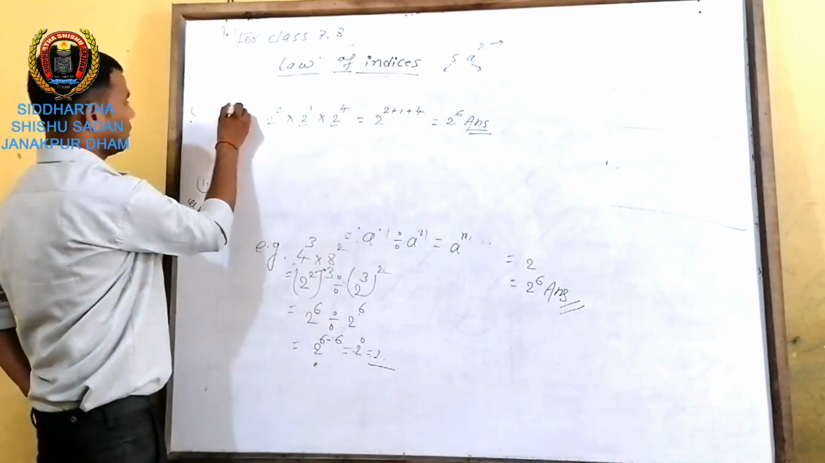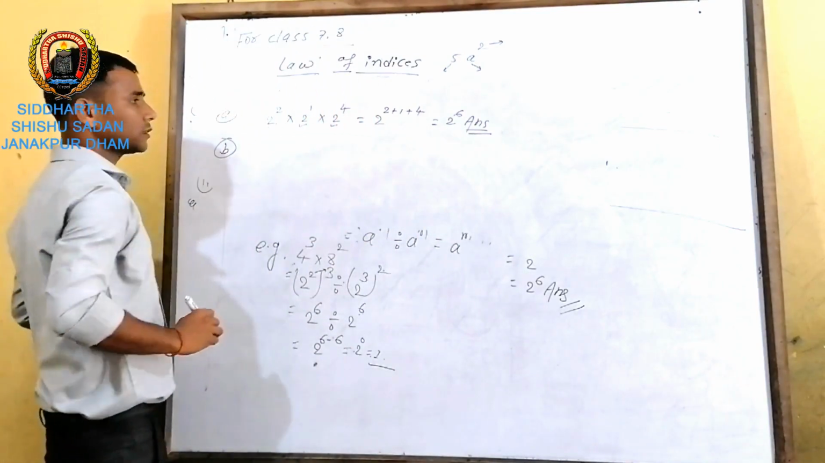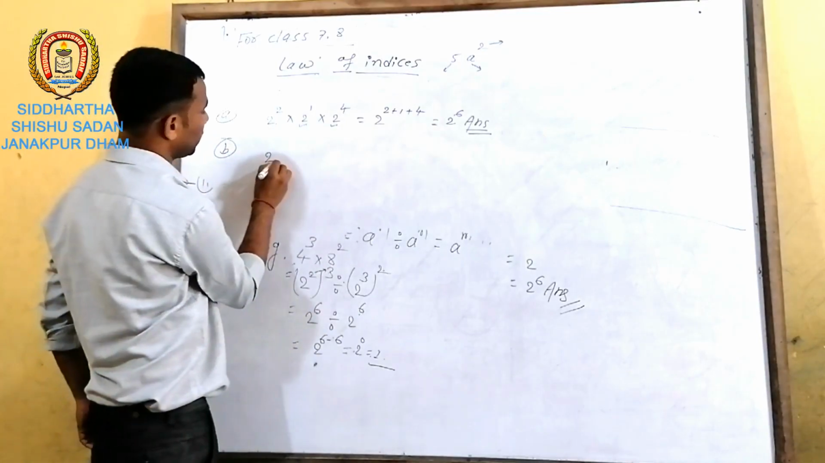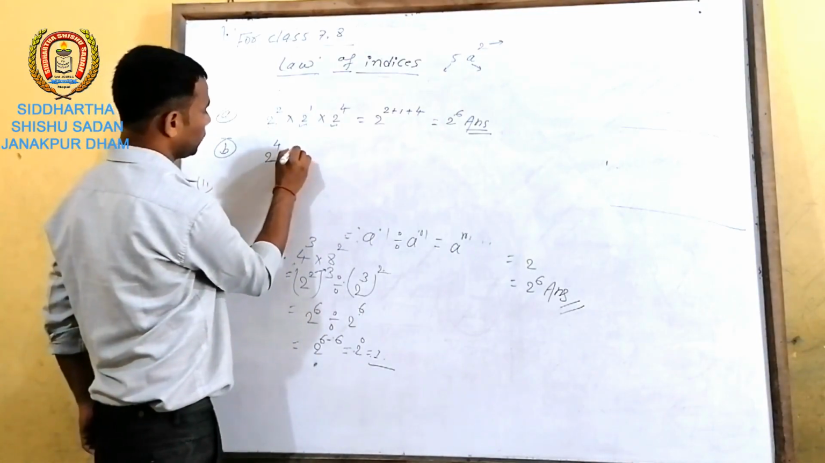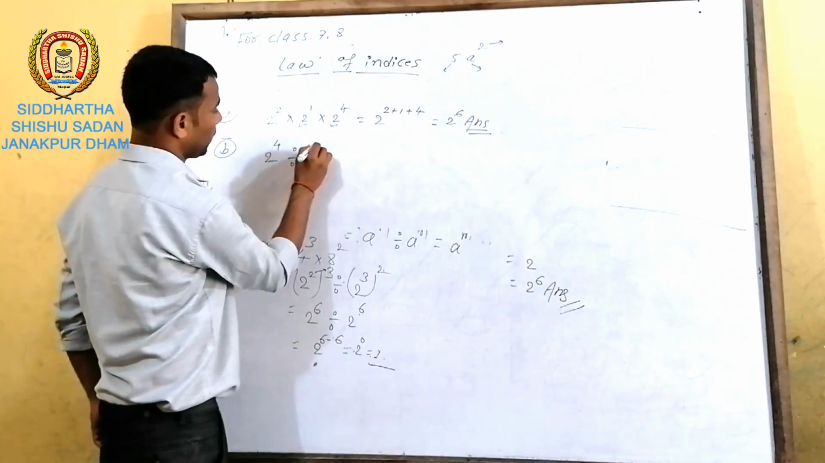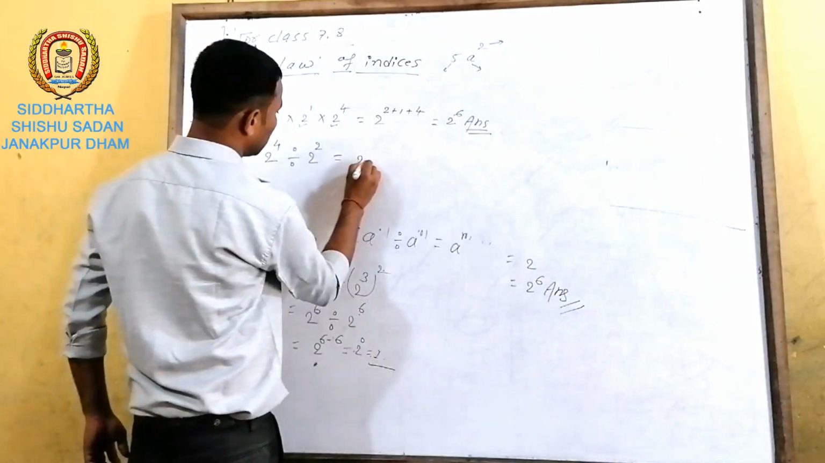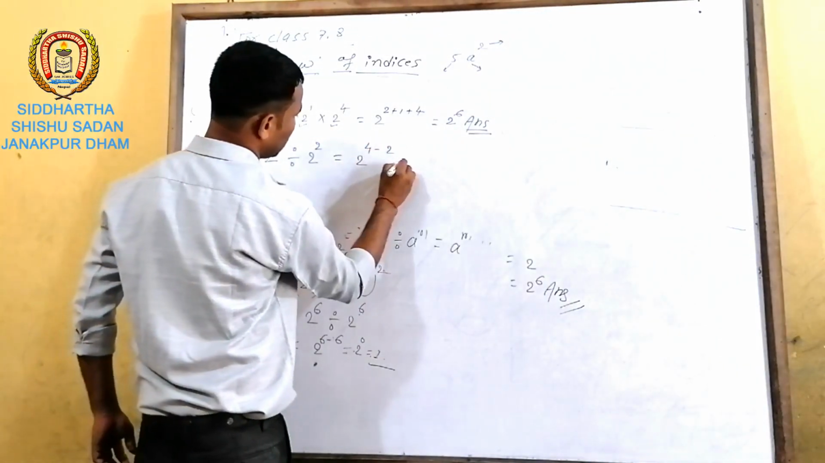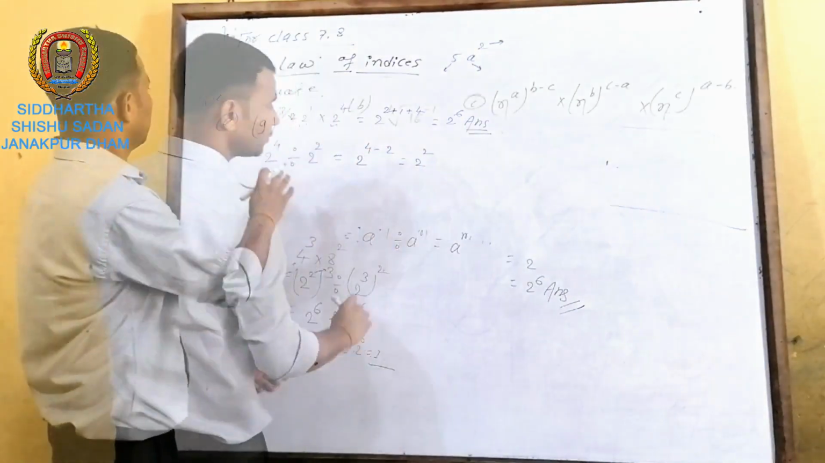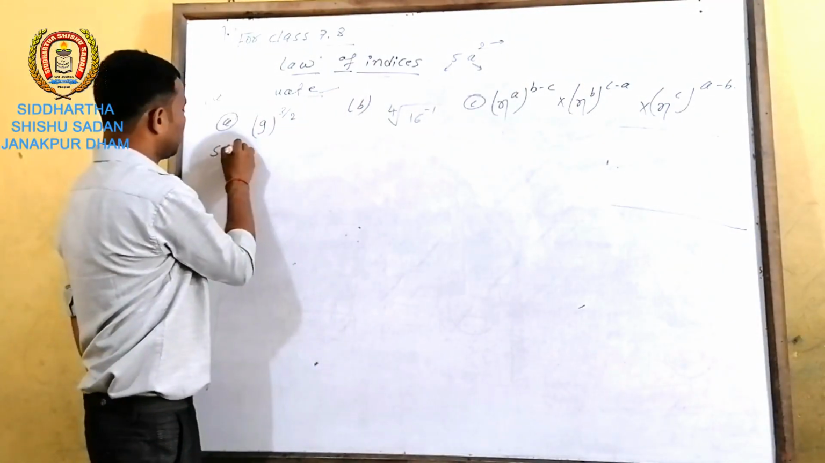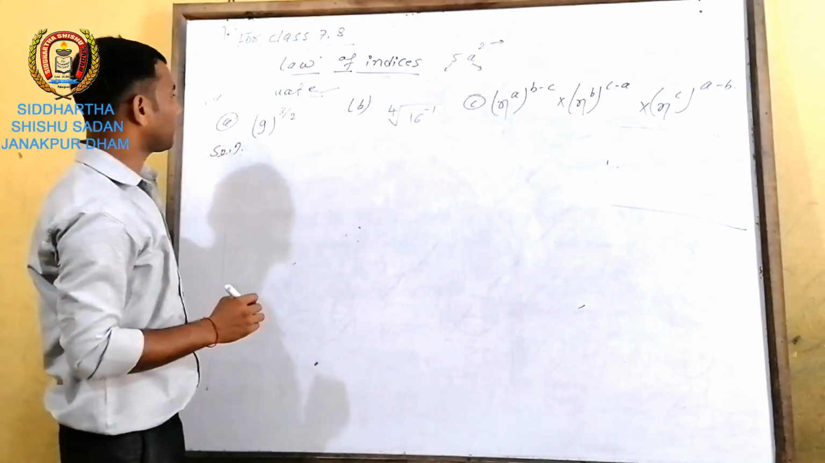Quotient law. This type of question in your exercise book: suppose 2 to the power 4 divided by 2 to the power 2. Then 2 to the power 4 minus 2. In this type of question, evaluate. Evaluate means simplify, find the value.